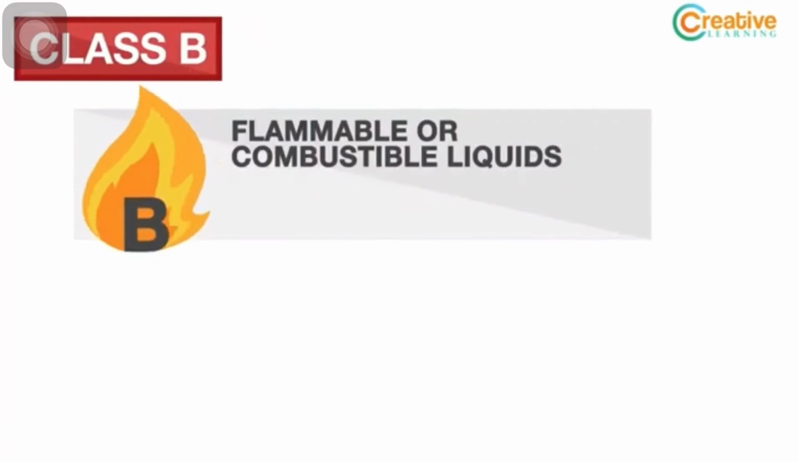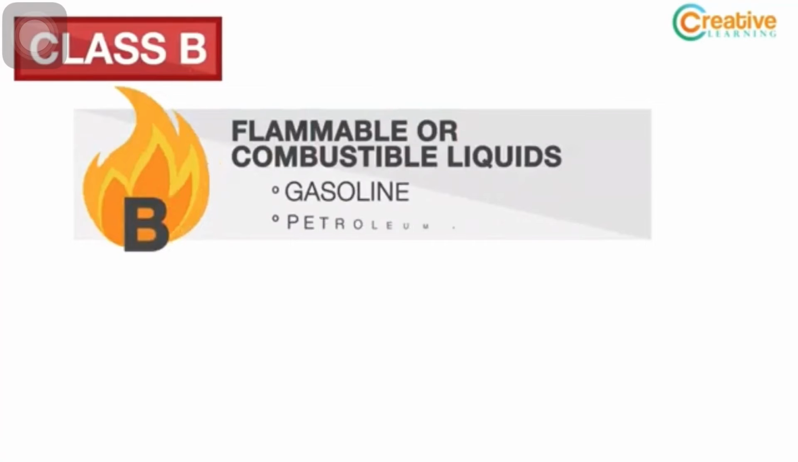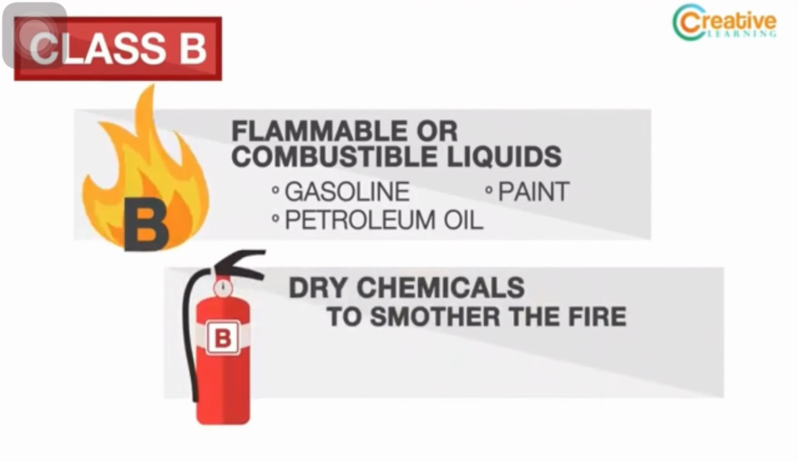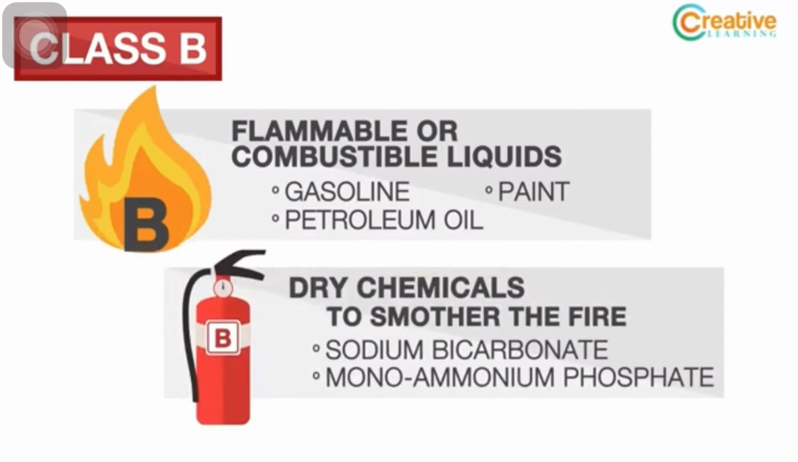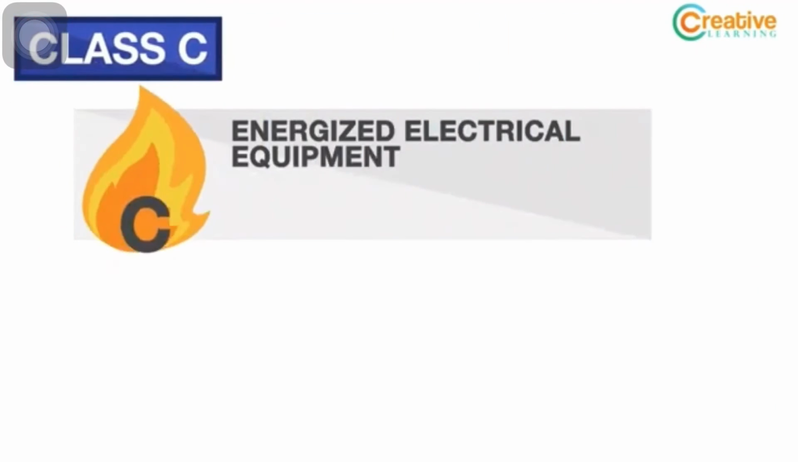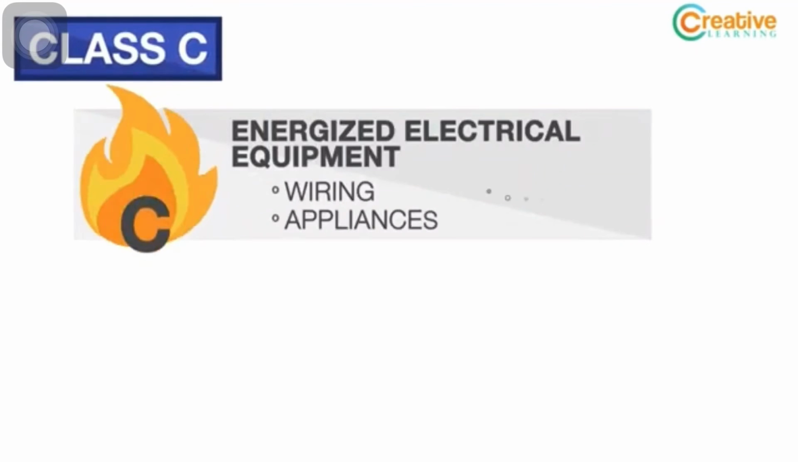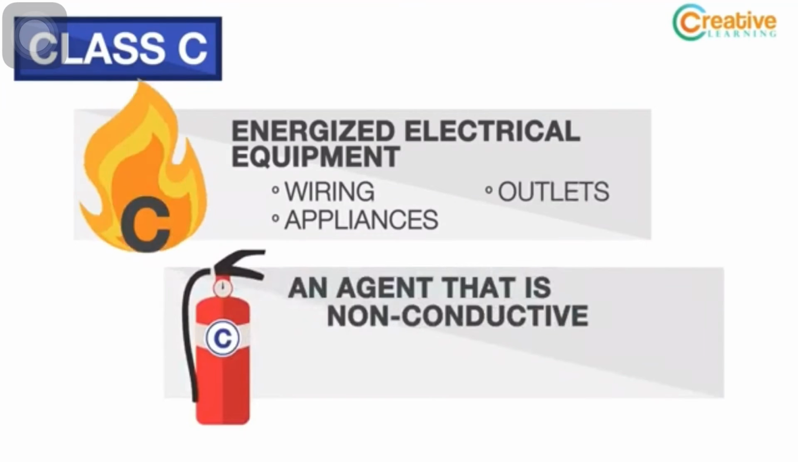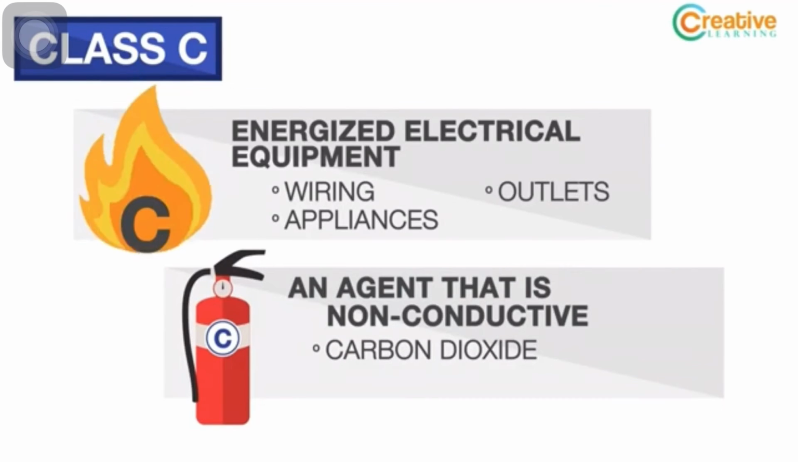A Class B fire occurs when flammable or combustible liquids ignite. A Class B fire extinguisher contains dry chemicals to smother the fire. A Class C fire involves energized electrical equipment. A Class C fire extinguisher contains an agent that is non-conductive, such as carbon dioxide.